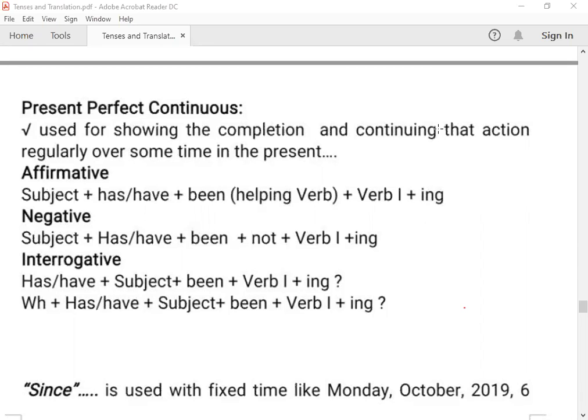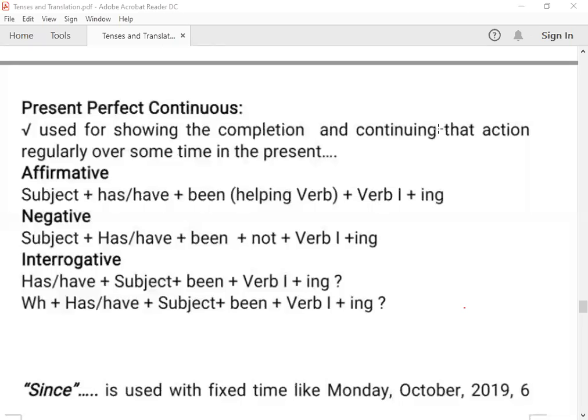Then interrogative: when we are going to make an interrogative, if the sentence consists of some helping verb, here's also a general rule that the helping verb should come in the beginning, in the start, and then it turns to be interrogative. That is a simple interrogative that starts with the helping verb, then subject plus been plus verb ing. And WH interrogatives mean those that start with where, when, why, how, what, and who, and words like these. These are called interrogation words. And then we put has or have as helping verb, then subject plus been plus verb first form plus ing. The first form of the verb plus ing is also called a present participle, right?